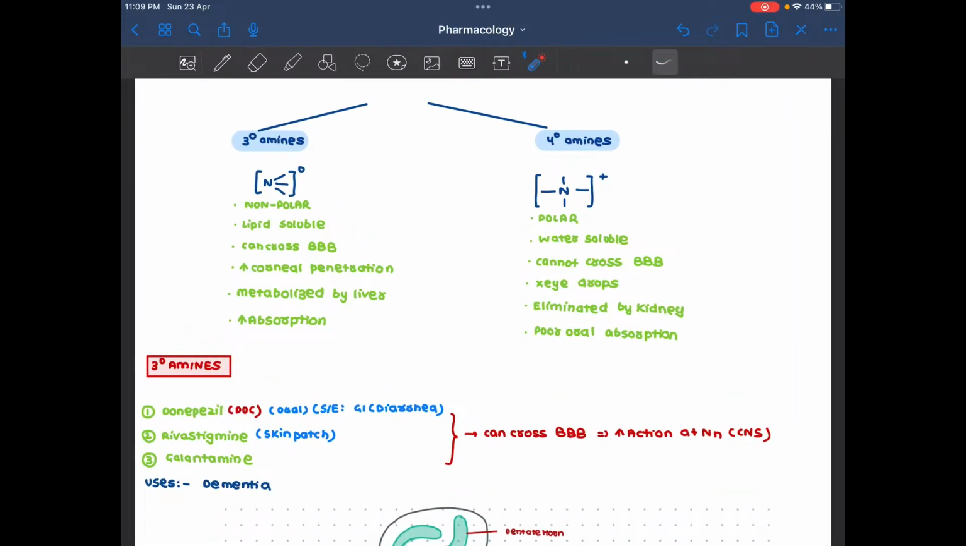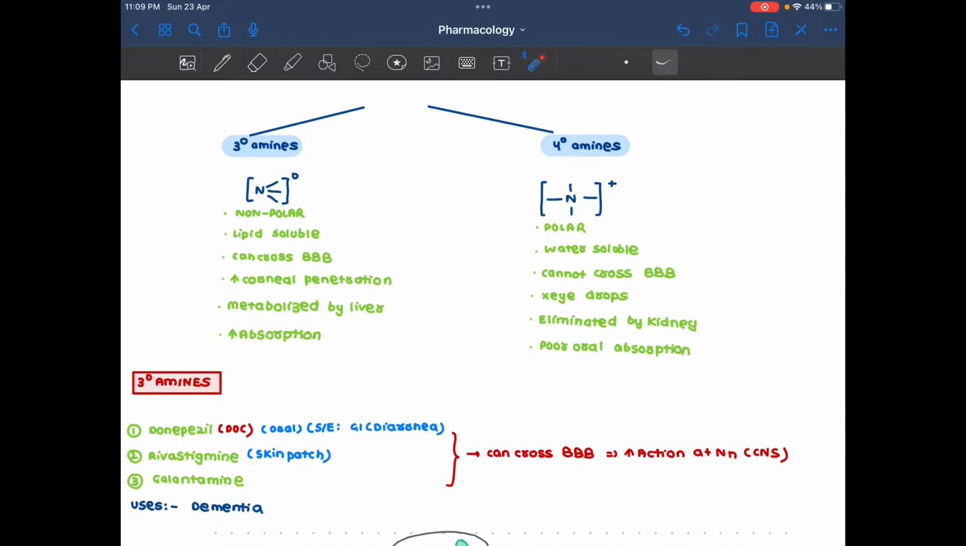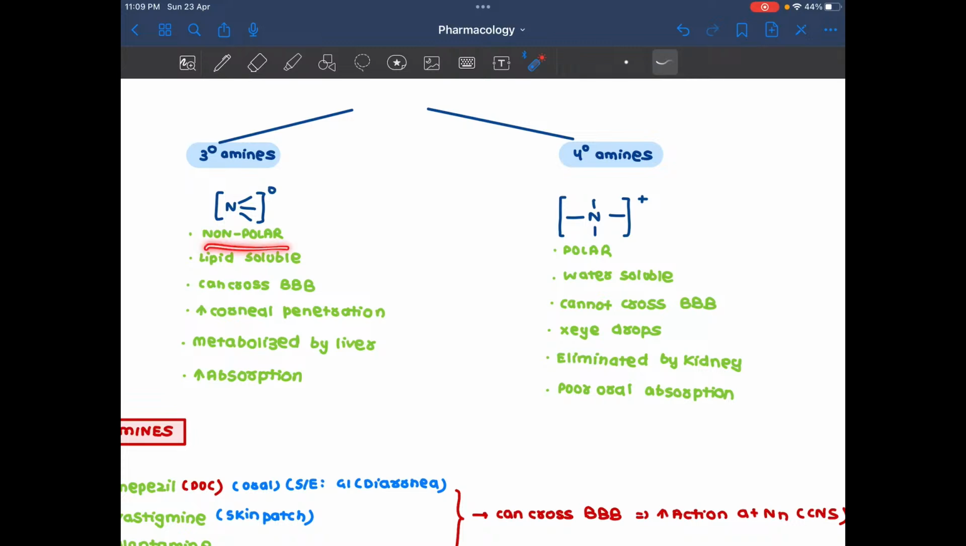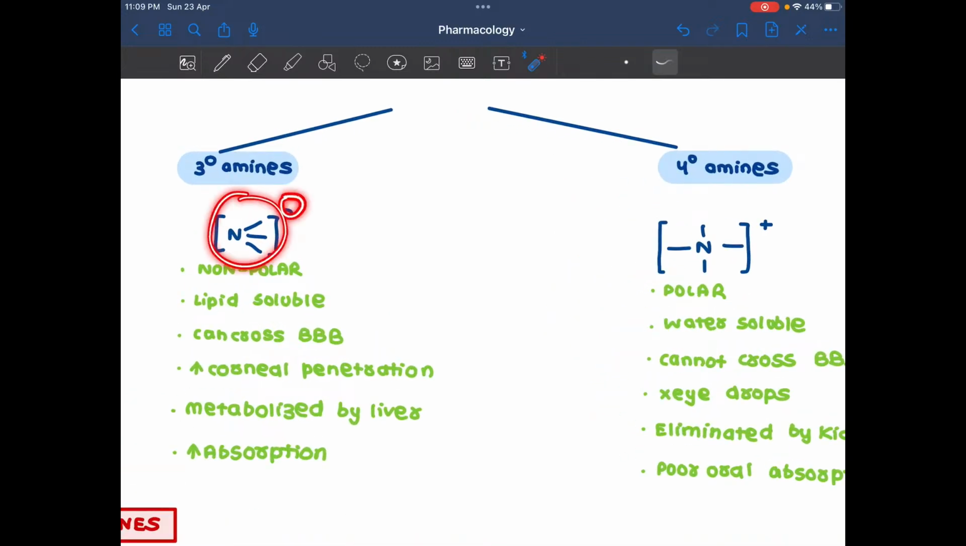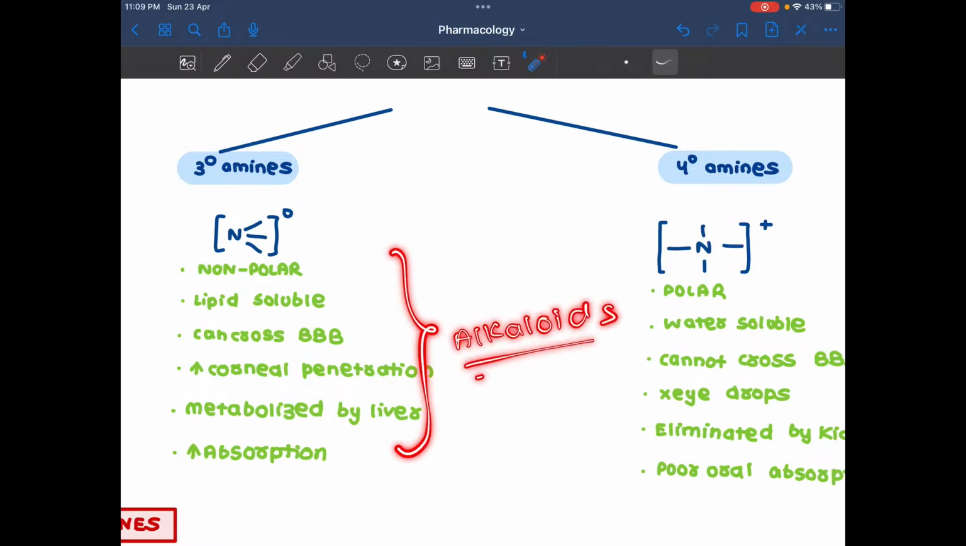So let's see. Now we are going to divide this further. These anticholinesterase drugs, we can divide them into tertiary amines and quaternary amines. Why am I going to divide that? Because tertiary amines are going to be non-polar. As you see, if there is no charge on the nitrogen, it's going to be non-polar. If they're non-polar, they're going to be lipid soluble. And if they're lipid soluble, these tertiary amines are going to cross the blood-brain barrier, and they can even cross the cornea as well. They're going to be metabolized by the liver, just like alkaloids. So all these properties are similar to alkaloids. And they're going to have better absorption as well, because the GI mucosa is also a lipid membrane only, right?